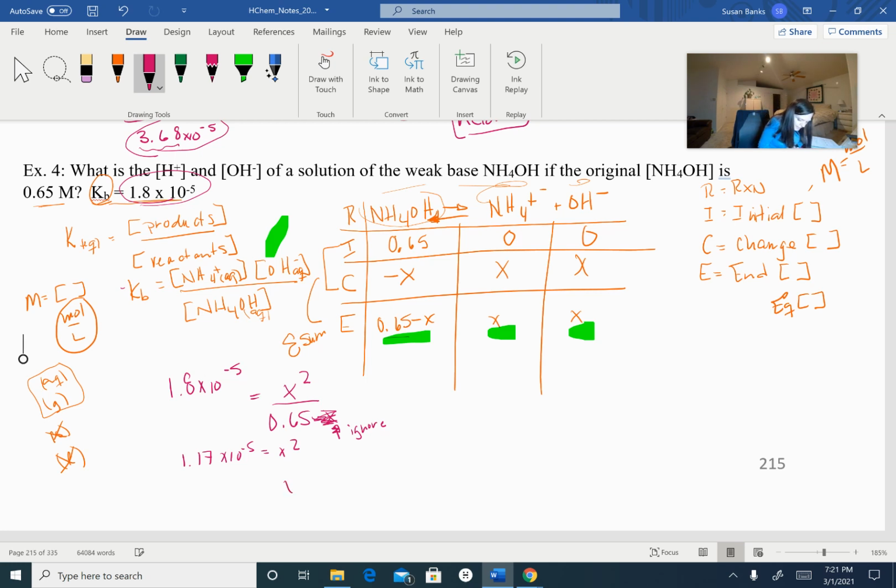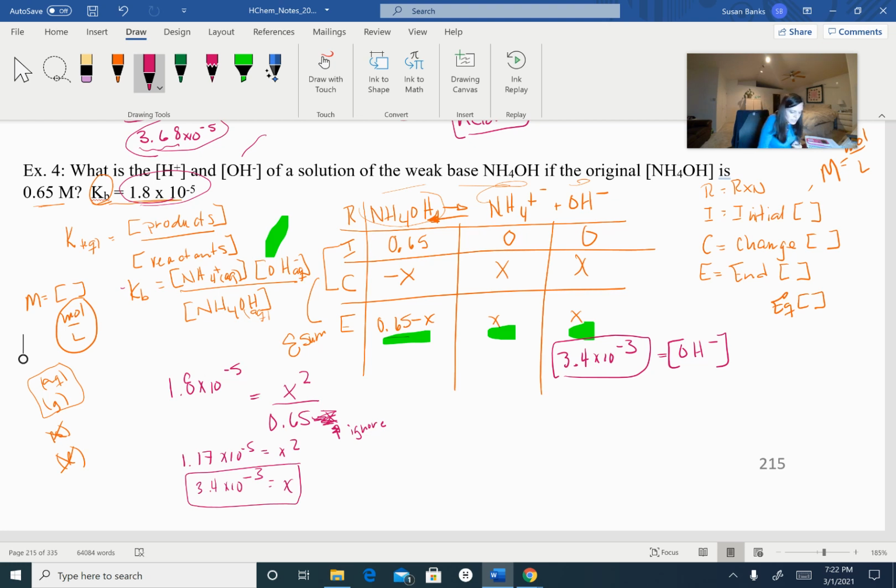So if I do that, x is equal to 3.4. Let's see, how many digits do I have? I've really got 2 digits. So 3.4 times 10 to the negative 3. That is my x. Now, I am not quite done. The question asked me what was the hydroxide concentration. So I do have that because that is x. So 3.4 times 10 to the negative 3 is definitely my hydroxide ion concentration. Okay, so I do have that.